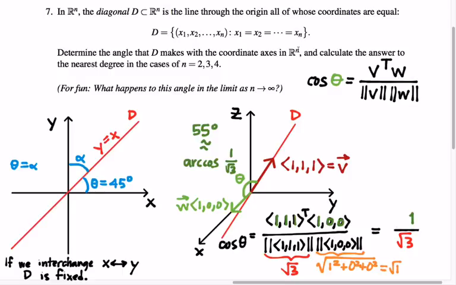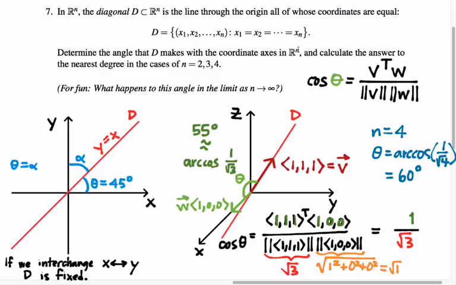What did you end up with for n equals 4? About 60? Because when n is equal to 4, it was the arc cosine of what? 1/2. Oh, so in fact, it was exactly 60, 1 over the square root of 4. So that was exactly 60 degrees. That's interesting. So in R4, the diagonal makes a 60-degree angle with the coordinate axes. What happened to this as n goes to infinity? What did you find? 90.